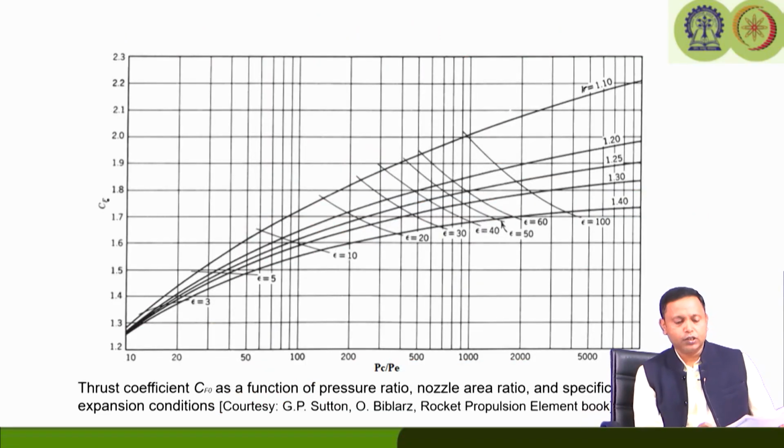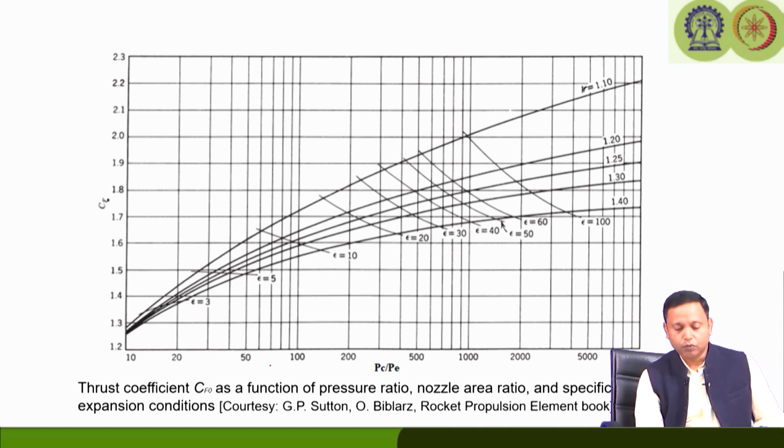Now, if you look at this plot, this is a plot showing the variation of Cf0, or the optimum thrust coefficient, with respect to the ratio of chamber pressure to exit pressure, Pc by P. It has been taken from G.P. Sutton and Biblarz's book on Rocket Propulsion Elements. This is one of our textbooks used in this course. One can easily see it in the book as well. It is showing the optimum thrust coefficient as a function of pressure ratio, nozzle area ratio, and specific heat ratio for optimum expansion conditions. Epsilon is nothing but the nozzle area ratio, A by At. So, for different nozzle area ratios, it has been given for different pressure ratios Pc by P.